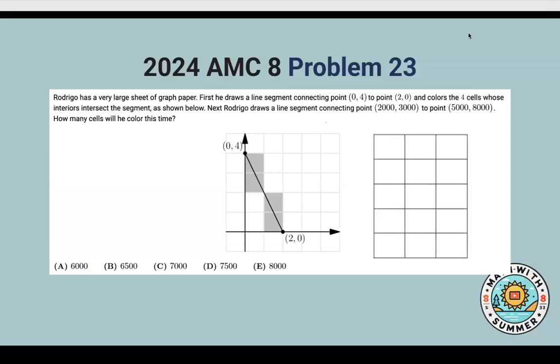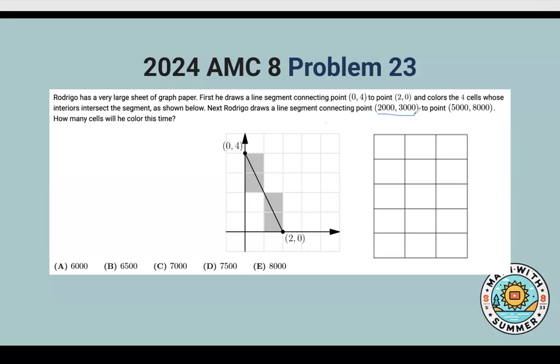AMC, problem 23. We're looking at this problem that says Rodrigo has a very large sheet of graph paper. First, he draws a line segment connecting point (0, 4) to point (0, 20) and colors the four cells whose interior intersects the segment as shown below. Next, Rodrigo draws a line segment connecting the point (2000, 3000) to (5000, 8000). How many cells will he color this time?